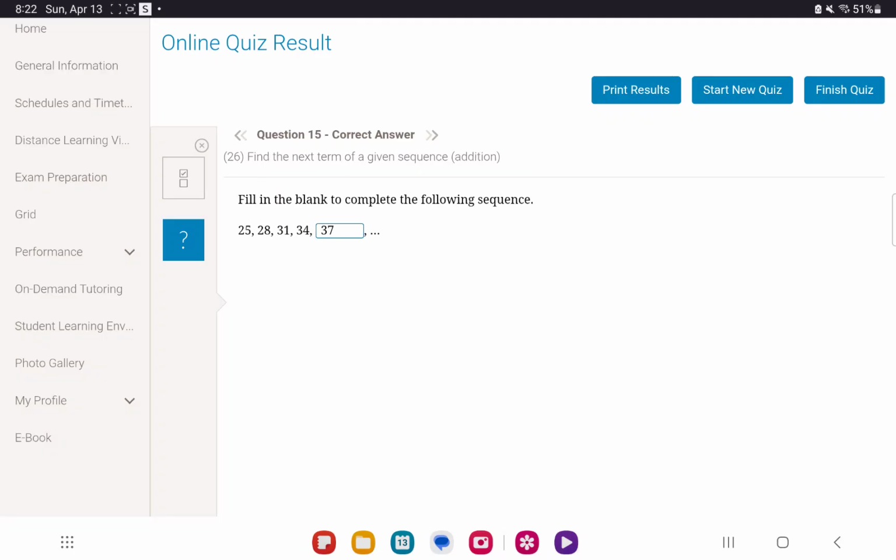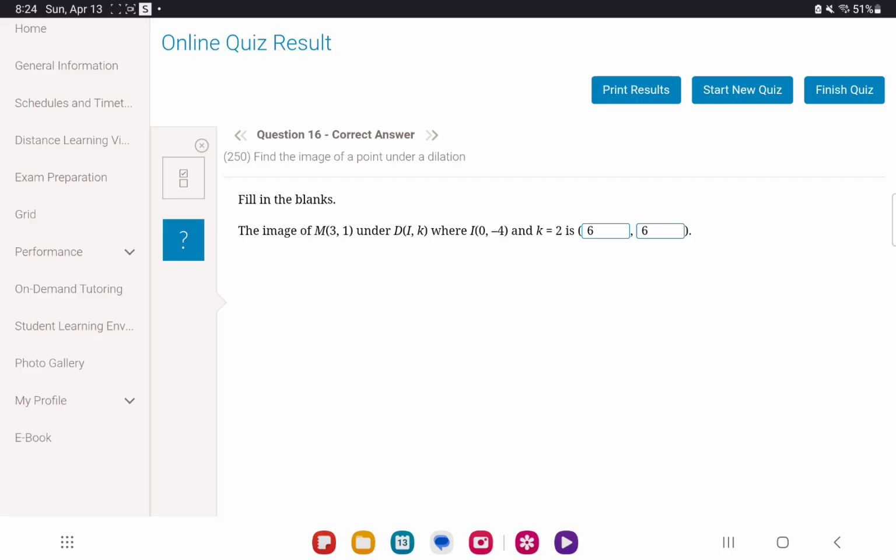Now, second question or third, whatever. Okay, here they want us to complete the sequence. Let's see what the sequence is. First thing, we subtract, and then we'll see what kind of sequence it is. Okay, so 25 till 28, it's 3. 28 till 31 is also 3, and 31 till 34 is also plus 3. So the sequence is plus 3, plus 3, plus 3. So when we find out our sequence, we just do plus 3 to find our answer. So 34 plus 3 is 37.